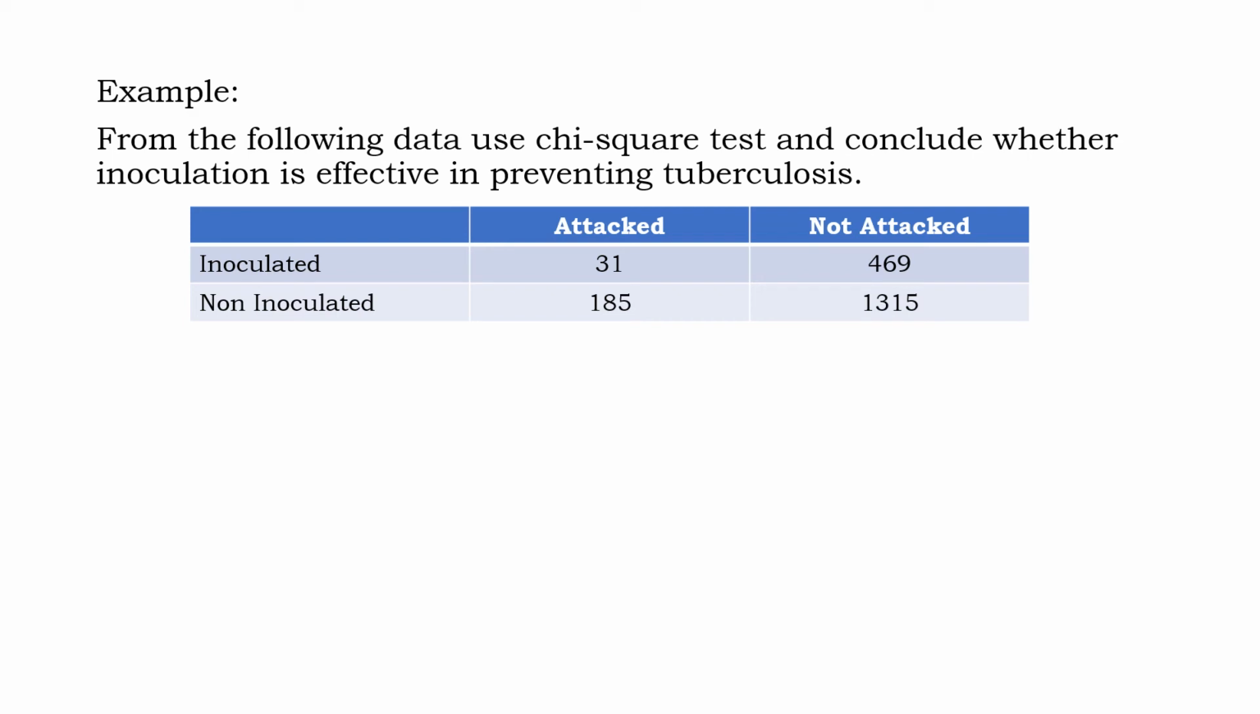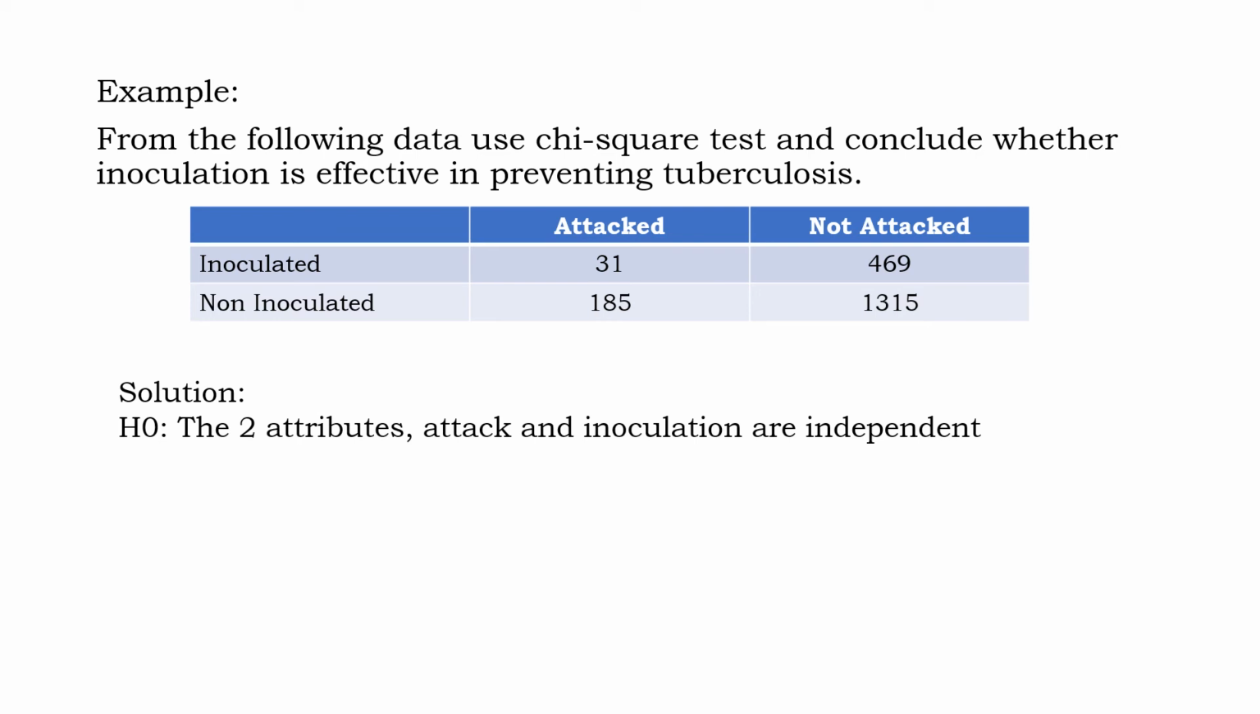So in such a question, the first thing that you have to do is set up a null hypothesis. What should be the null hypothesis? That is, the two attributes, inoculation and attack of tuberculosis, are independent, or inoculation does not prevent tuberculosis. It's not associated. So the two attributes, attack and inoculation, are independent. In all these ways you can write the hypothesis. Either you can write that they are independent, or you can write that there is no association between inoculation and tuberculosis.